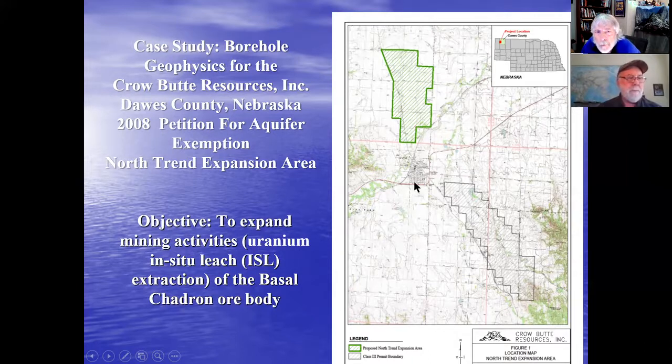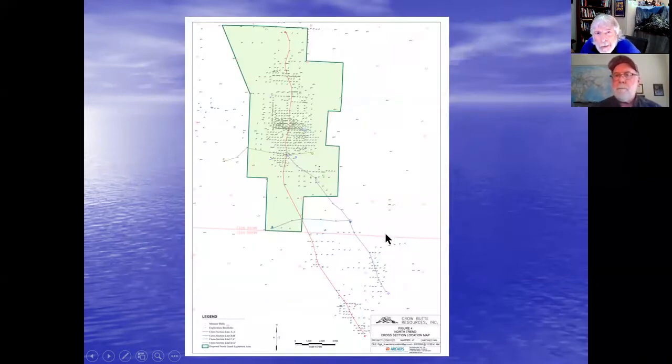So what we needed to show was how well that extrapolates, whether this Chadron ore body also extends up into here, and whether it's feasible economically to develop. Out in this area, they had all sorts of geophysical logs run as part of their mining exploration, in numerous wells. So we took the known area down here, and then we extrapolated it up into this expansion area right here.